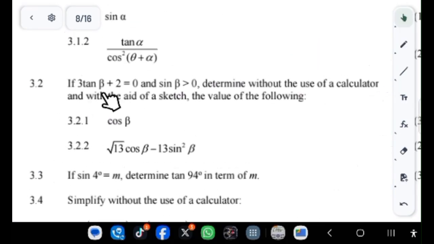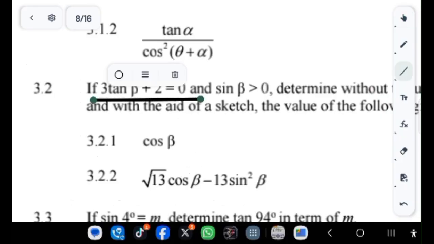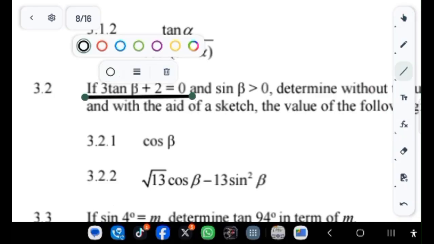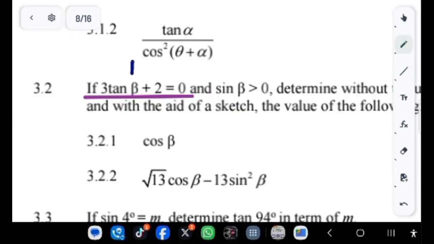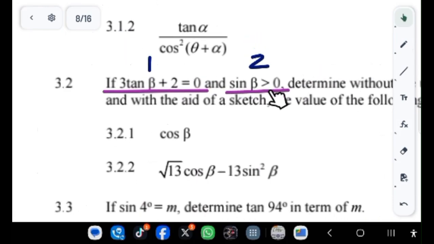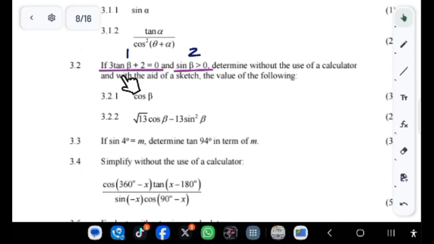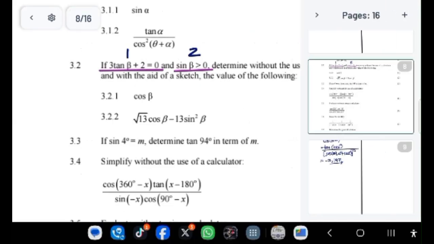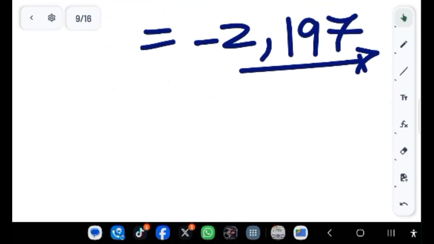3.2. If 3 tan beta plus 2 equals 0 and sine of beta is greater than 0, determine without the use of a calculator and with the aid of a sketch the value of the following. This is clue number 1, and this is clue number 2. Whatever this is must be at the same place where sine of beta is positive. Let's go. 3 tan of beta plus 2. Let's figure out whether our tan is positive or negative.